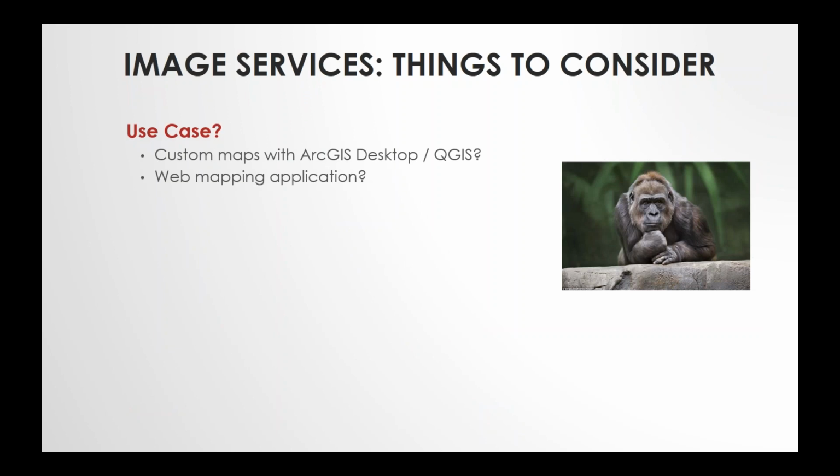So use case: are you going to be using the services to create custom maps with ArcGIS Desktop and QGIS, or are you going to be using it to make web mapping applications? They're all potentially viable. Generally speaking, the image services are best and tend to perform best in the web world, in the web environment within a browser or a browser application. However, they do work reasonably well in the desktop GIS packages as well. But there may be cases where you need maximum resolution and control, and in those cases you may want to actually download the data.